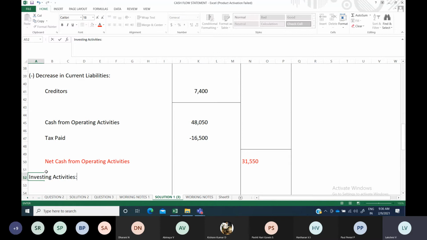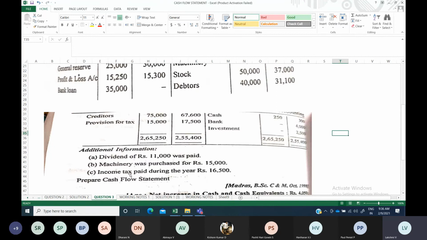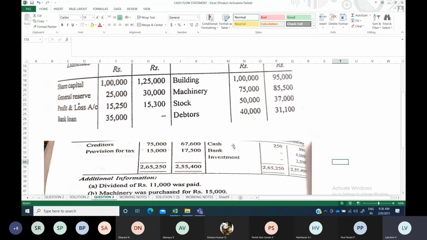In investing activities, any purchase is an outflow, which you show within brackets. Any sale you show as an inflow. So let us quickly move. Machinery, building and investment, these three things are considered fixed assets. Only fixed asset items come under investing activities. Similarly, any loan you borrow or repay also has to be brought under investing activities.